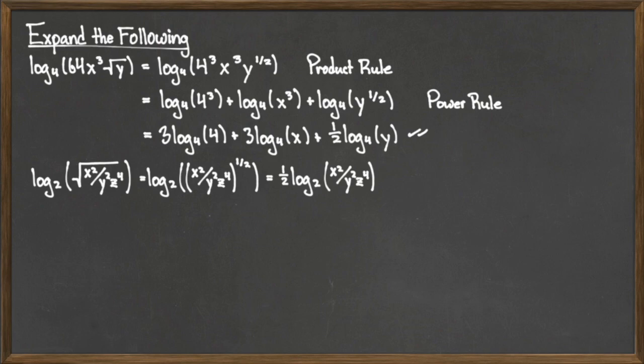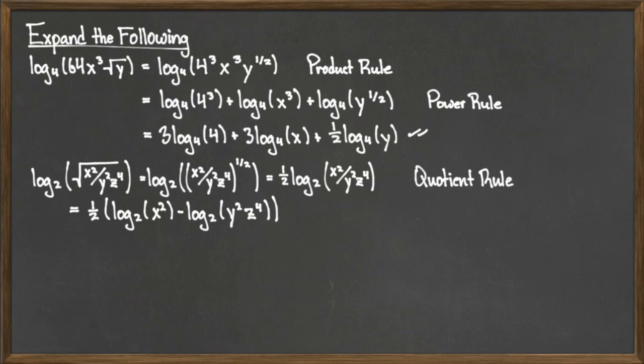But now the quantity inside my log is a fraction, so we're going to use the quotient rule. This is going to give me 1/2 times the whole quantity, log base 2 of x squared minus log base 2 of y squared times z to the 4th. Now we got to be really careful about this because that 1/2 has to be multiplied by this entire difference, not just the first term. That's why I have an additional set of parentheses covering the log base 2 of x squared and the log base 2 of y squared times z to the 4th.